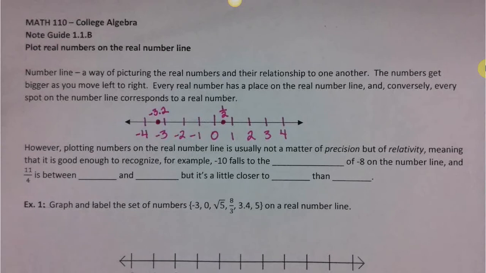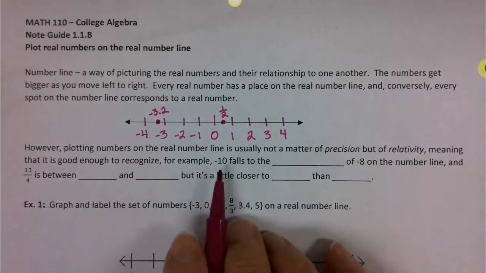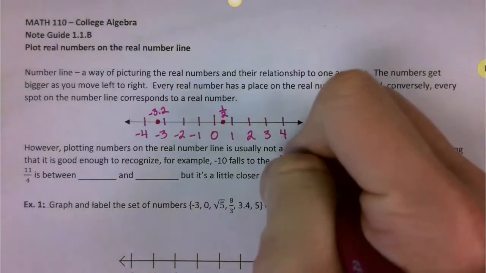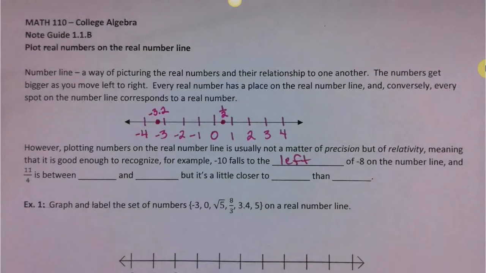However, usually when we go to plot numbers on the real number line, we're not as interested in precision as we are in relativity, meaning that we just want to recognize where two numbers are located in relation to one another. So for instance, if we wanted to plot -10 and -8, we just need to make sure that we put -10 to the left of -8 on our number line, since -10 is smaller.